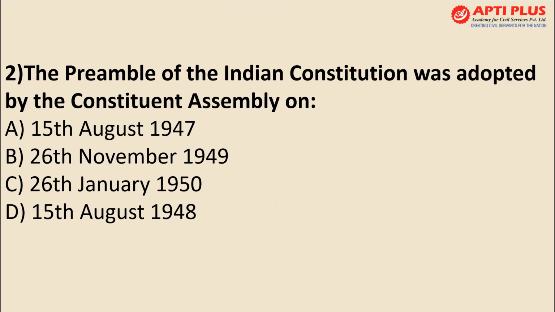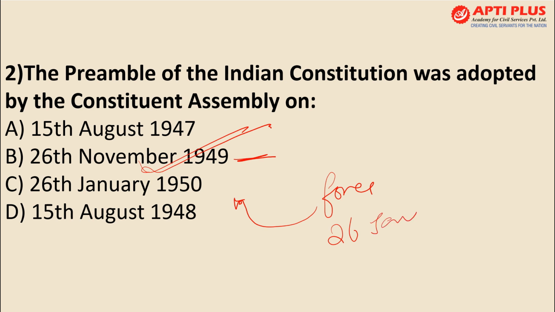Moving on, the preamble of the Indian Constitution was adopted by the Constituent Assembly on: 15th August 1947, 26 November 1949, 26 January 1950, 15th August 1948. The answer is 26th November 1949. This is the date mentioned in your preamble, which starts with "We the people." On this day, our constitution was adopted. However, the day on which our constitution came into force is 26 January 1950, which we celebrate as Republic Day.